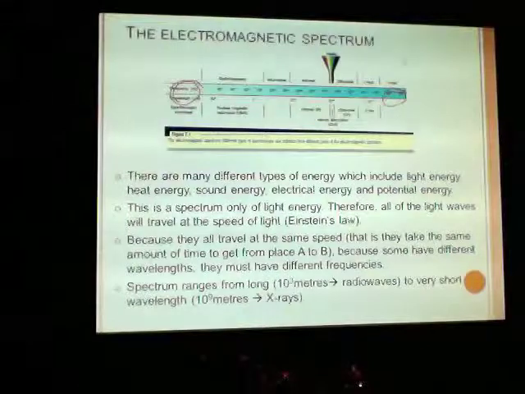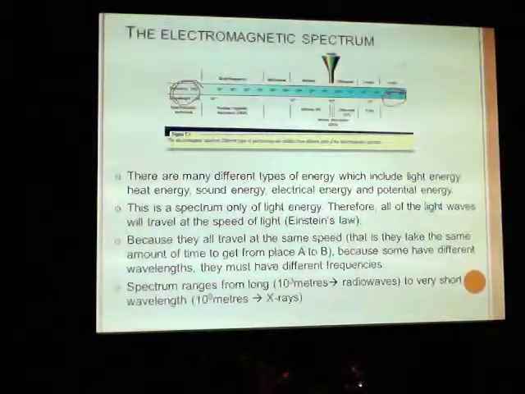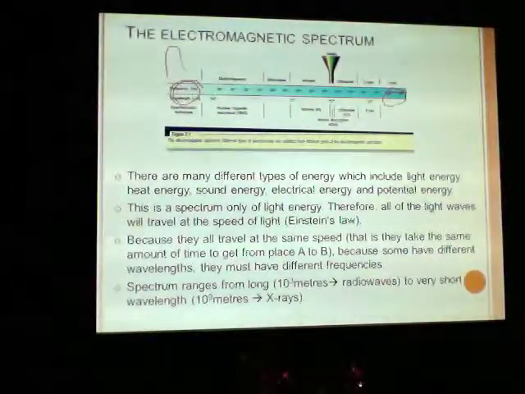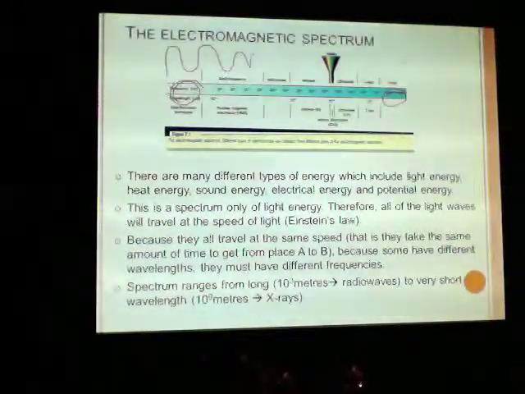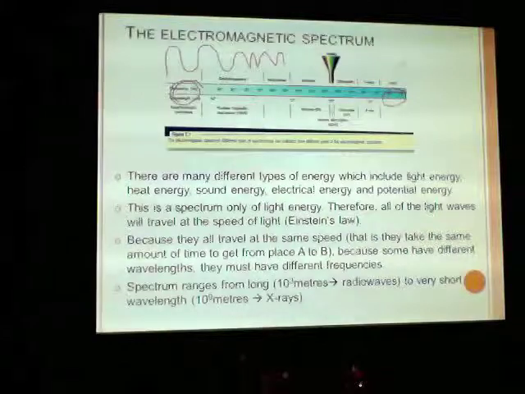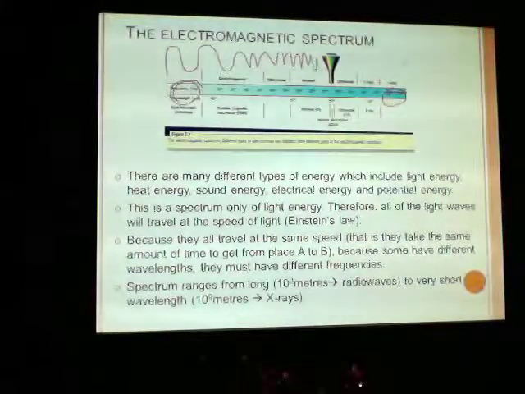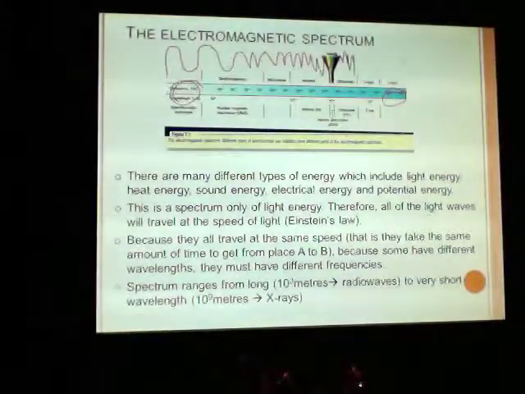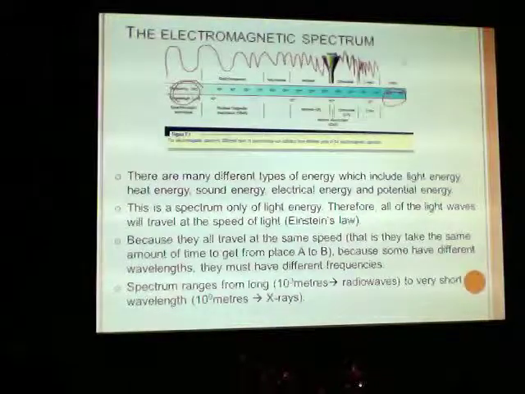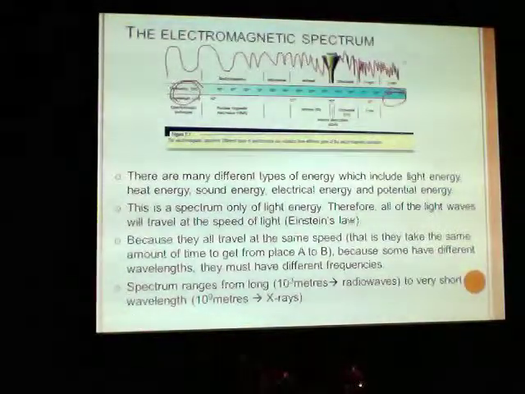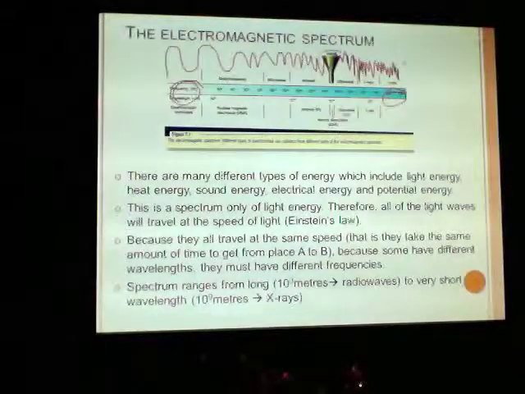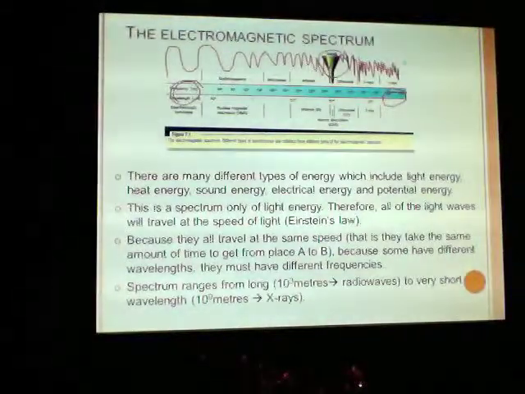If you want to have a look at the wavelengths, we have nice big wavelengths here, and as we get along, we have smaller and smaller wavelengths, and then we get to tiny, tiny gamma rays over here. And you can even break up the visible light spectrum, so we'll do that in the next slide.